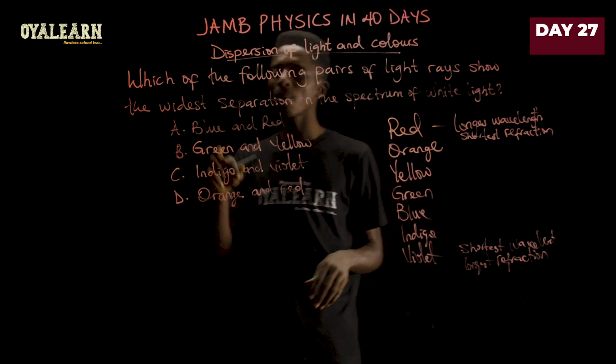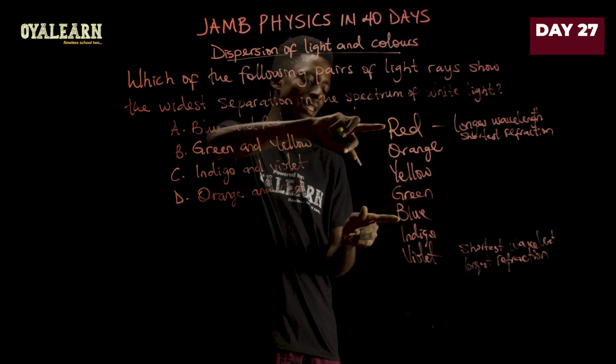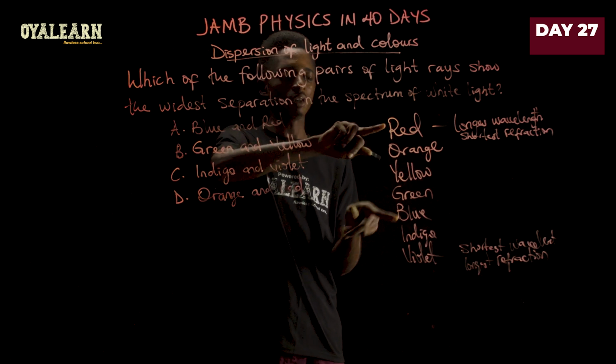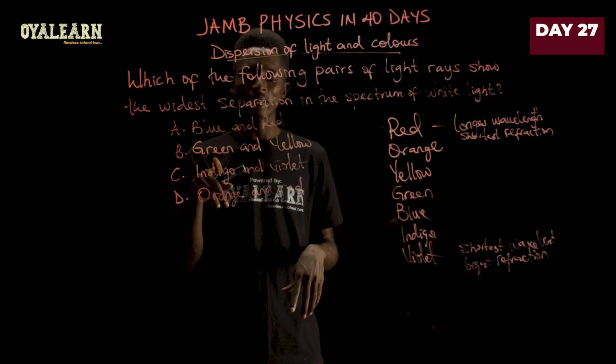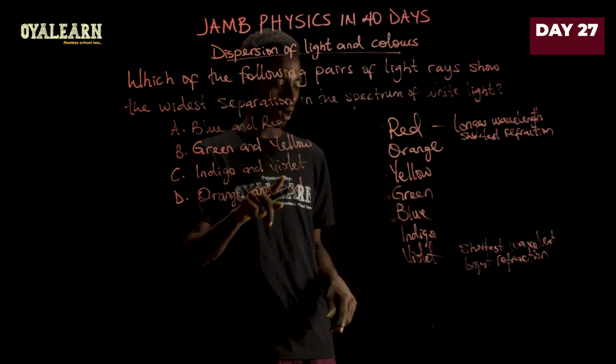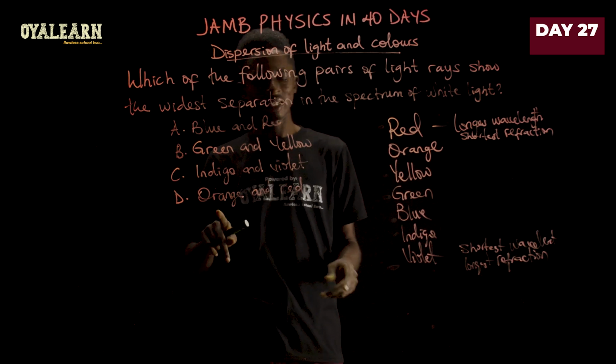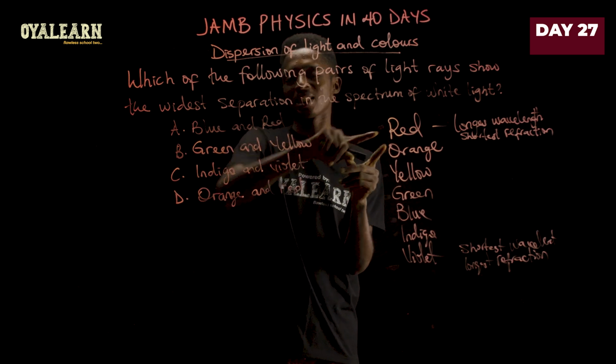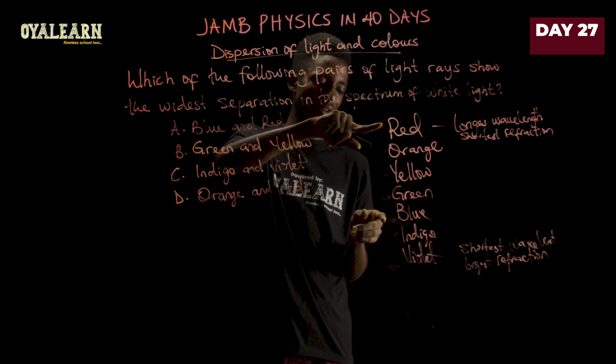So if you consider blue and red, you see the distance between them here. It shows a wide separation. There's green and yellow, which are basically side by side. There's indigo and violet, also side by side. Then there's orange and red, which is also side by side. So the widest of these is red and blue.